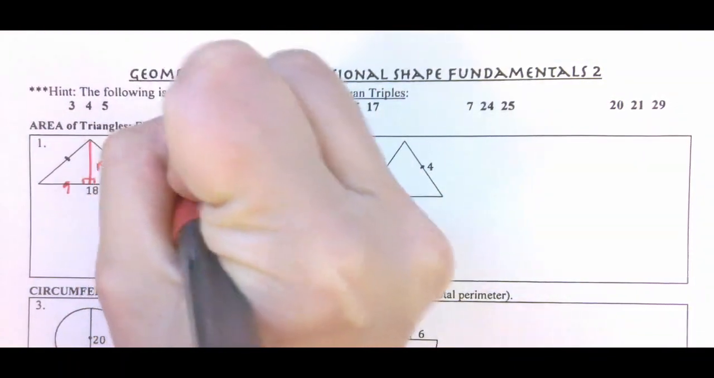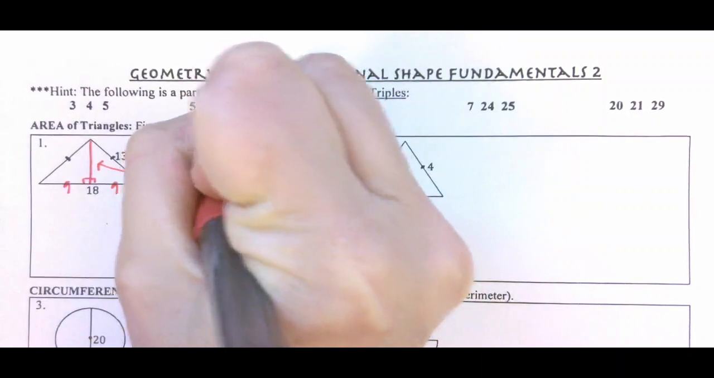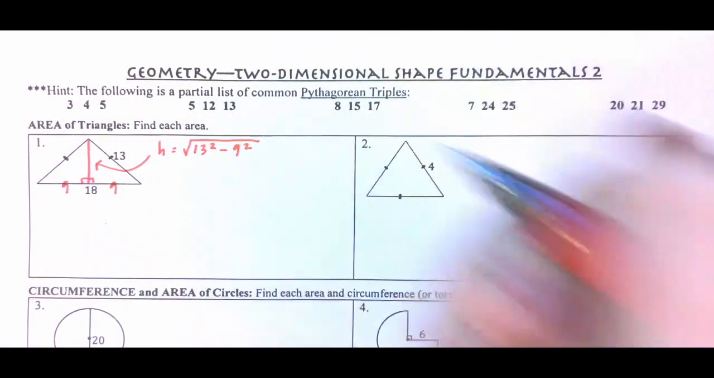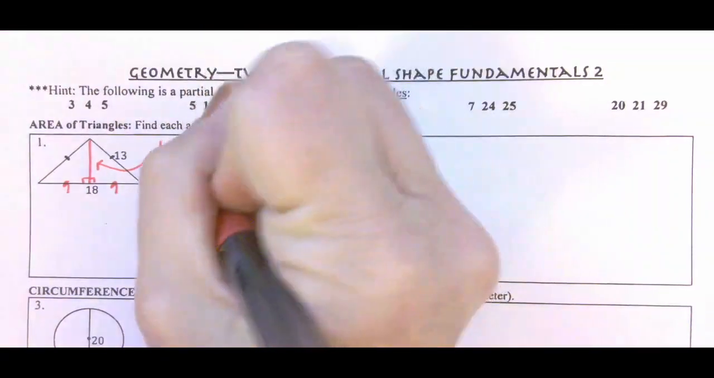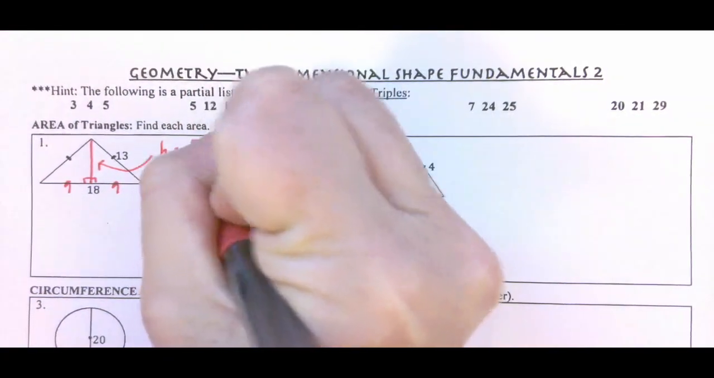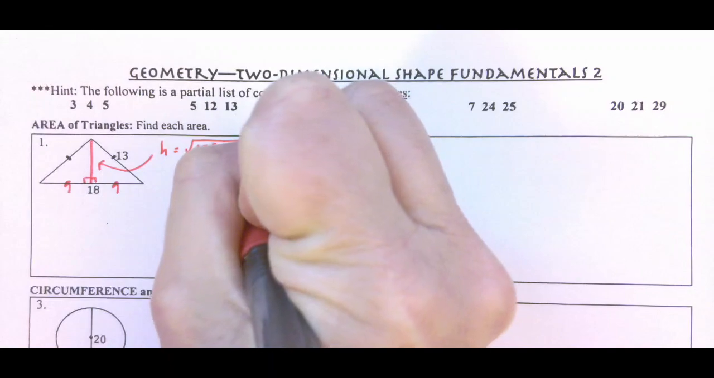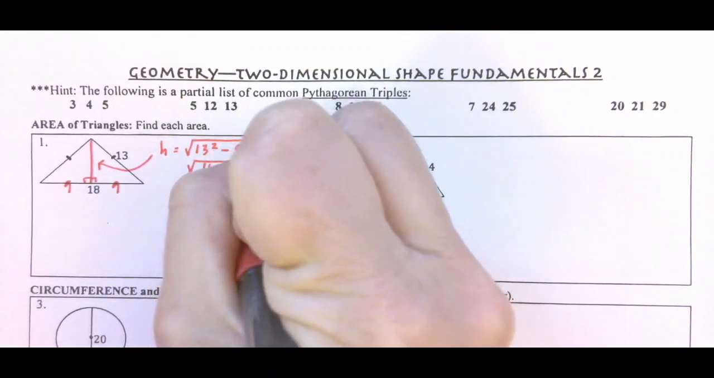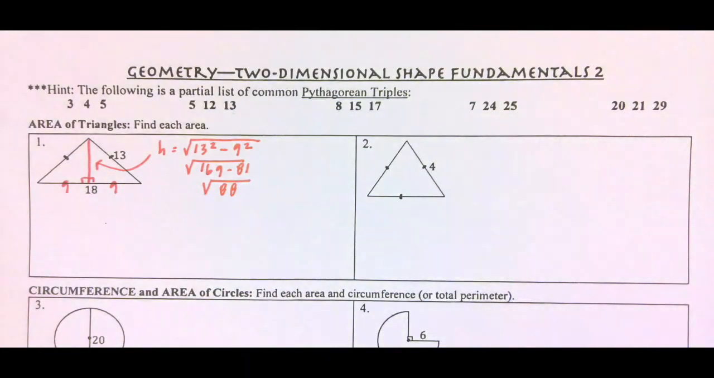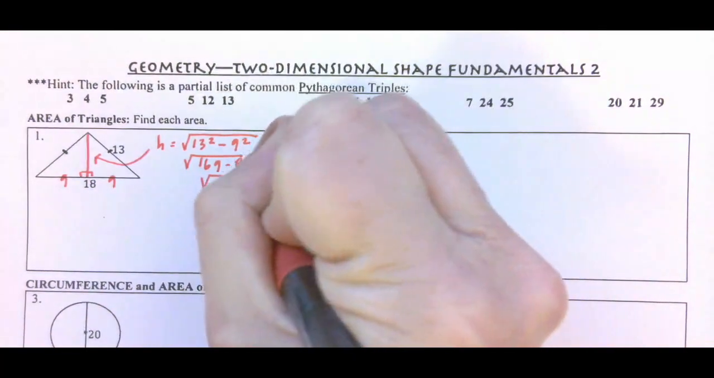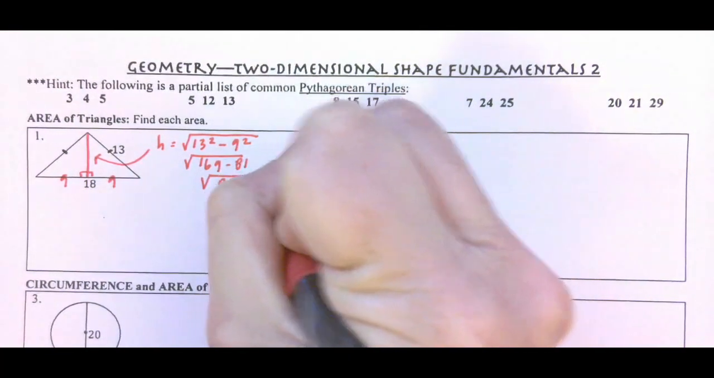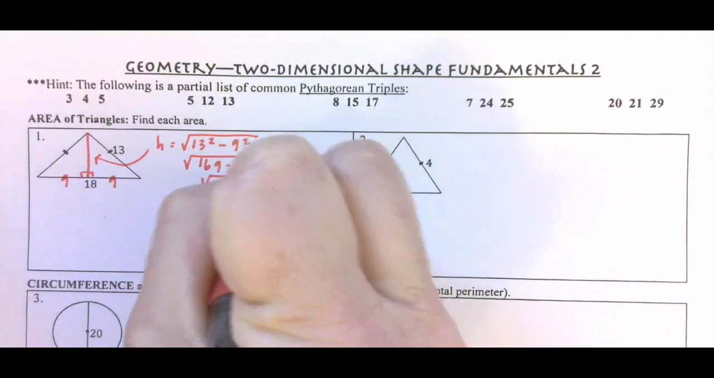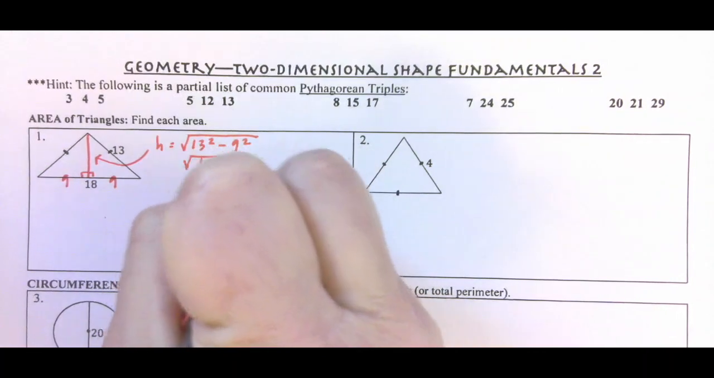So to get to my height, it is the leg of a right triangle. So my height ends up being the square root of the hypotenuse squared minus a leg squared. So 13 squared minus 9 squared is 169 minus 81. Square root of 88. So if I simplify that, that is 4 times 22. So I have a pair of 2's. My height ends up being 2 root 22.